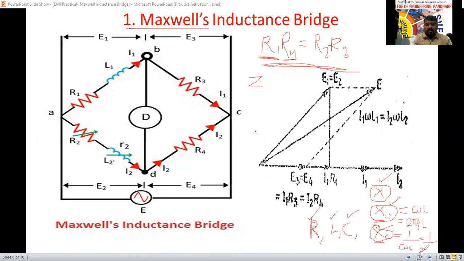The unit of reactance is also ohm only. If the circuit has a combination of resistance, capacitance and inductance, that is called an impedance circuit.